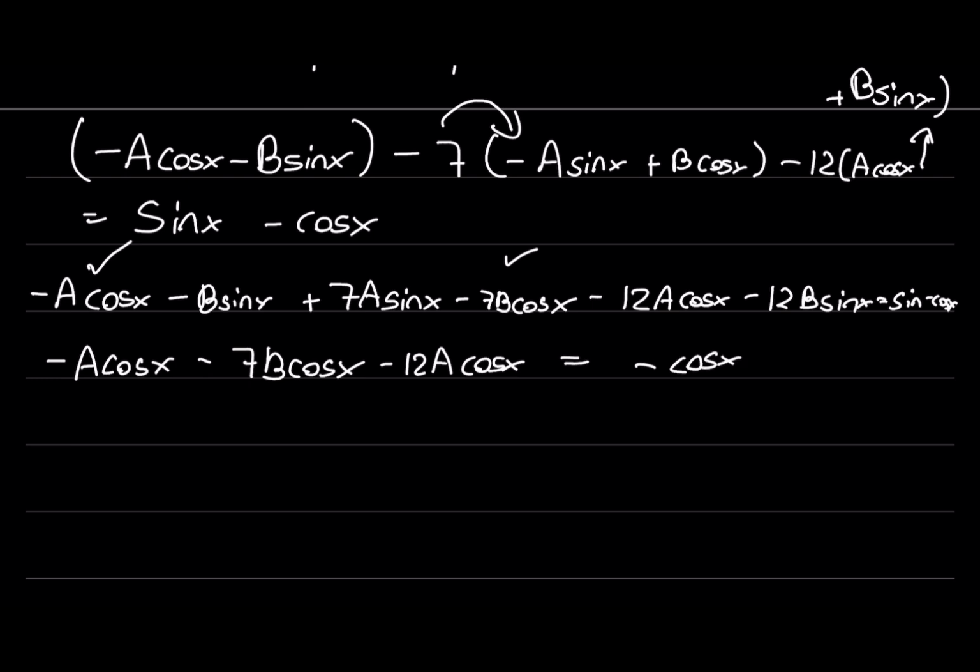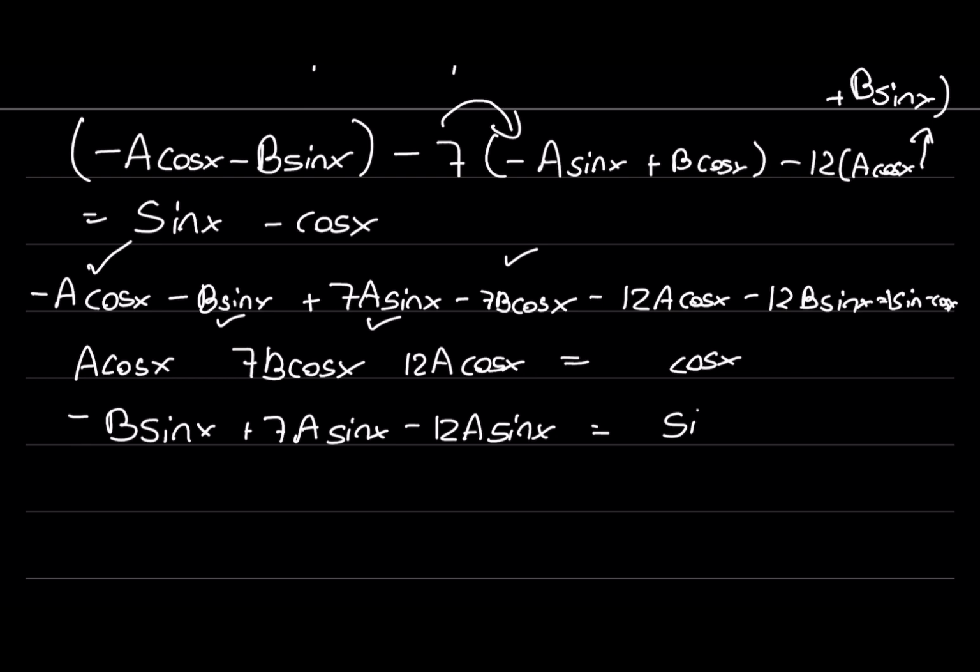Now if you notice, everything here is negative, so we can actually just remove the negative sign, because if we multiply both sides by negative 1, it cancels out. So we'll just be left with positive everything here. And we love positivity, so that's good. And now we have to deal with sines. So we're going to have a negative b sine x, plus 7a sine x, minus 12a sine x. And that should be equal to the coefficient of sine x here, which is just 1 sine x.